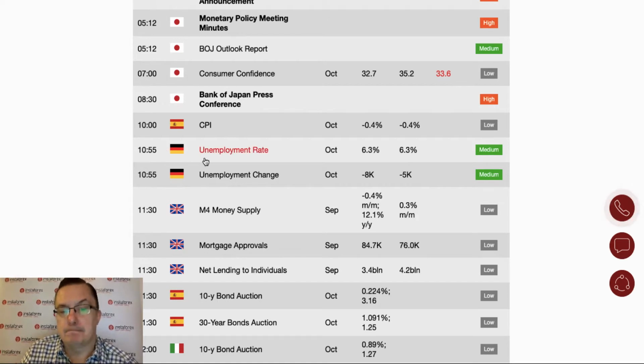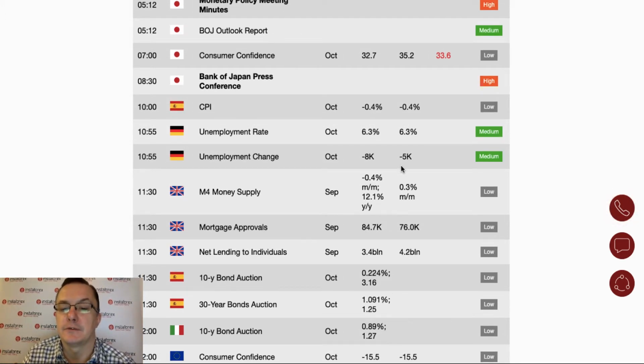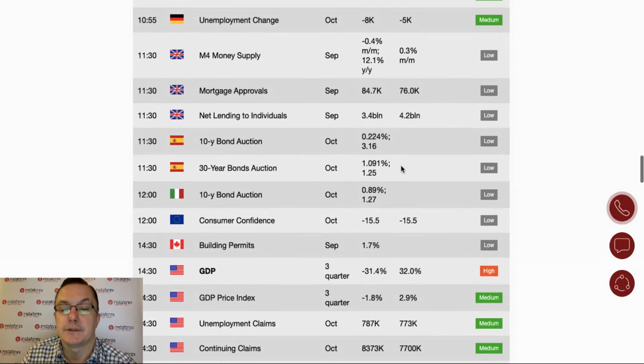Around 11 o'clock, there is some important data from Germany, as you can see: unemployment rate and unemployment change data. The market expects the unemployment rate to stay at the same level, 6.3%, with a slight increase in unemployment change from minus 0K to minus 5K. So that's the data from Germany.